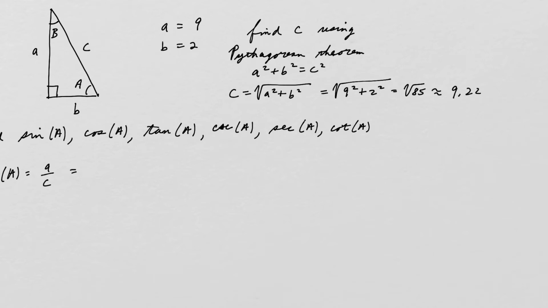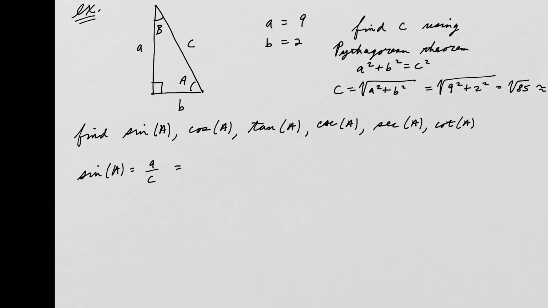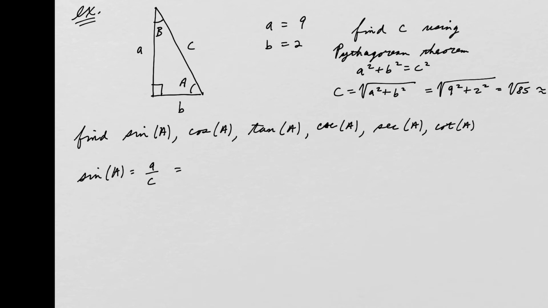If you want an exact answer, you'd have to use the square root of 85, but we'll just do an approximate answer. So 9.22. So sine of angle A is going to be the length of the opposite side, which is 9, divided by the length of the hypotenuse, which we just found is 9.22. And this is approximately equal to 0.976.